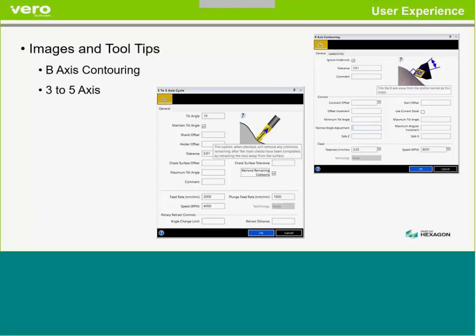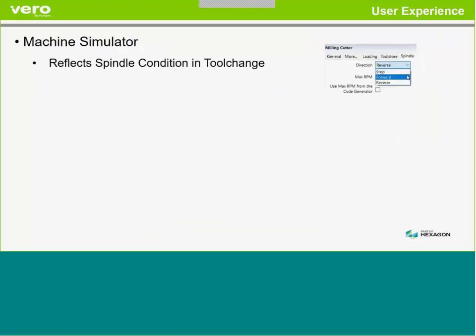We continue to evolve images on tooltips, so again, even for the most highbrow user, brand new cycles, such as the two that we see here before us, the 3 to 5 axis and in turning the B-axis contouring. These are relatively new, so it's right and proper that we put pictures on dialogues for these to explain what those commands mean. The picture speaks 1,000 words.